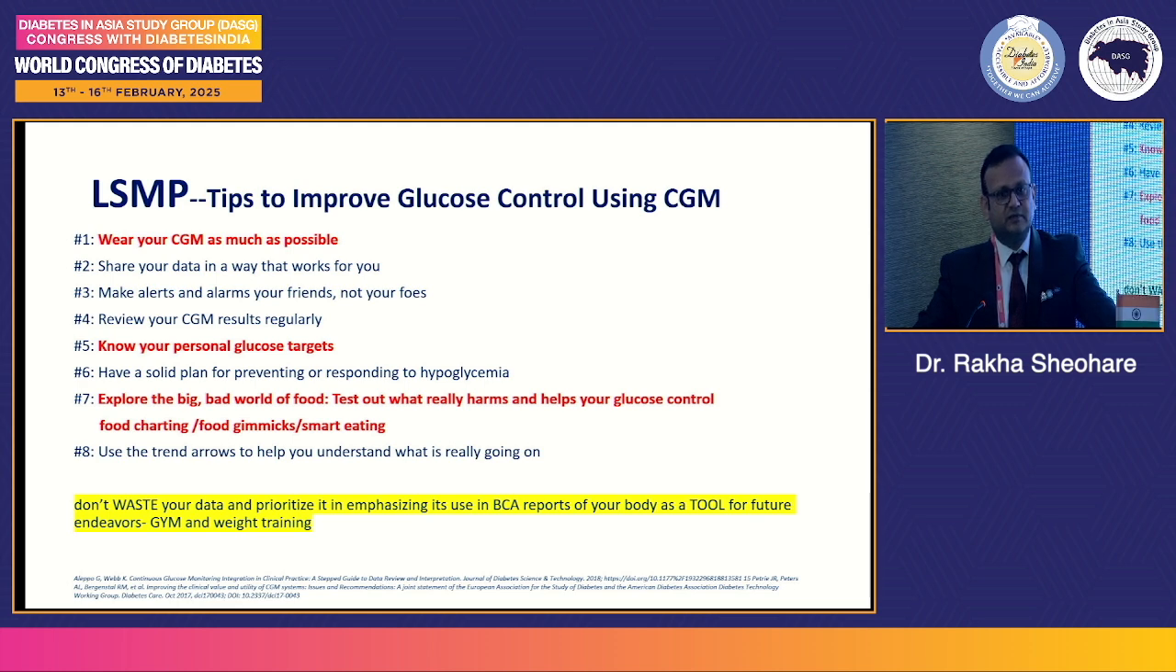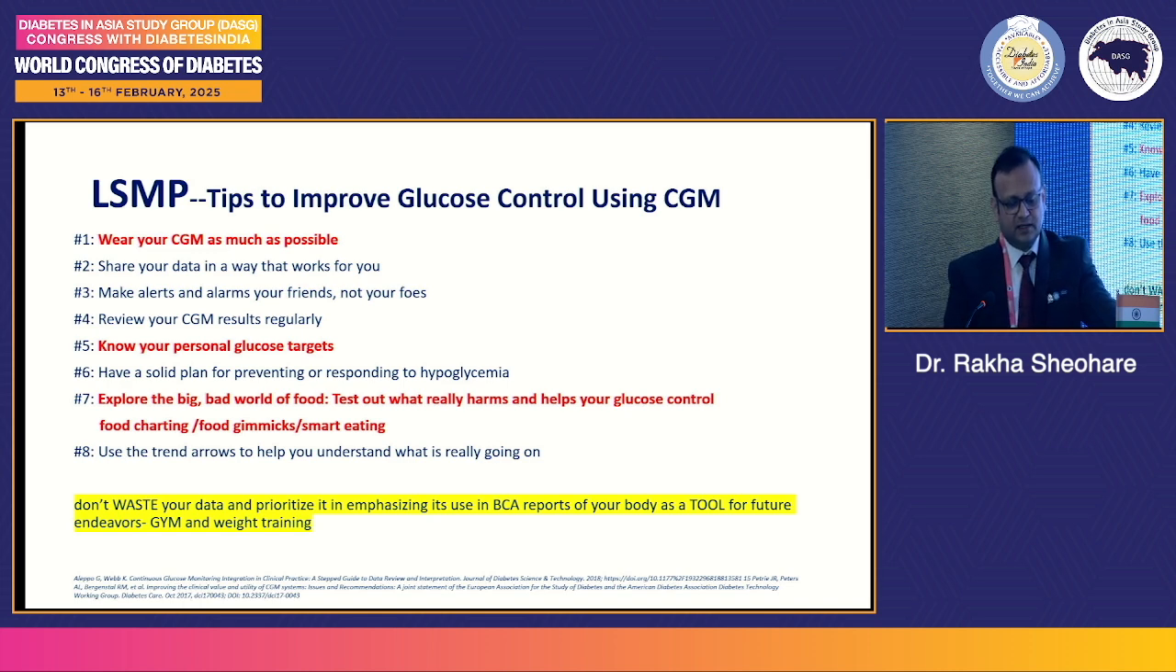The only motivation when we are diabetic is to know what is going on inside the body when I am taking breakfast, lunch, or dinner. Nothing is like a robotic system in our body. We are emotional molecules. We do have certain excursions in our body. So you need to wear CGMs as much as possible. Know your personal glucose target. Explore the big bad world of food. Test what really harms and helps your glucose control. Food charting, food gimmicks, smart eating.